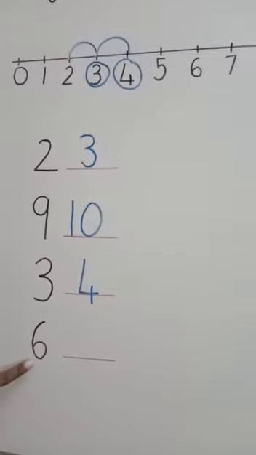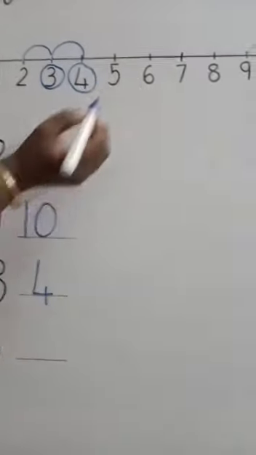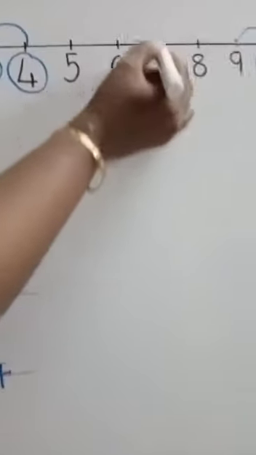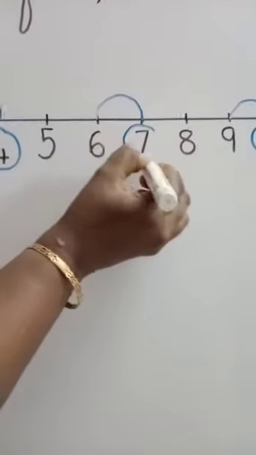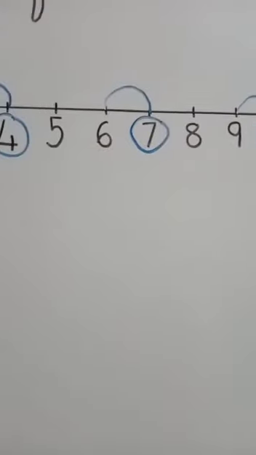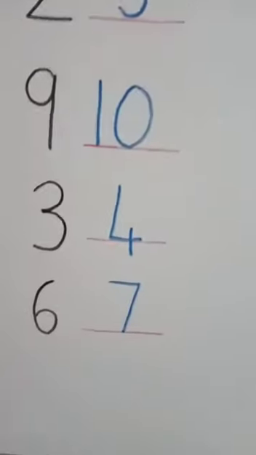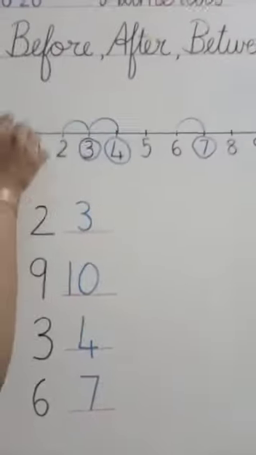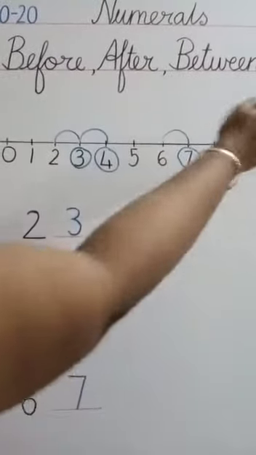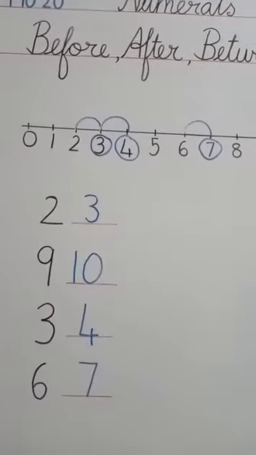And our last number is number 6. Okay. Where's number 6? Here. So what comes after 6? Go forward. Okay. What comes after 6? Yes. It's number 7. So I'm going to write number 7 here below. So you understood, children? This is after. When you go after, it's like this. Okay. When you go forward. So this is your after numbers.